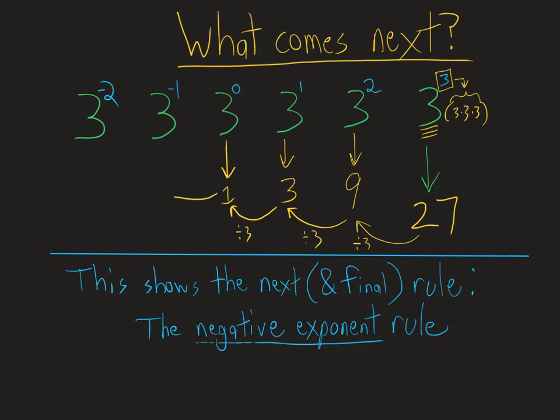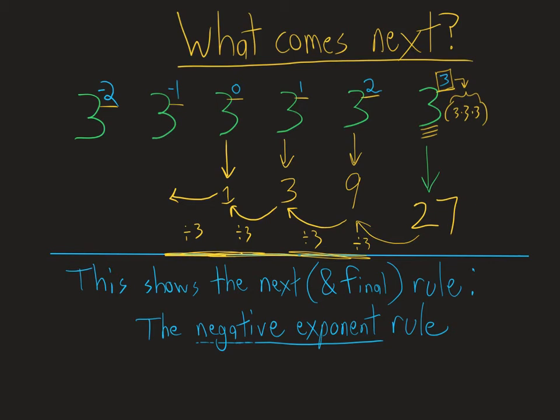Now, what happens if we continue this into the negatives? The pattern continues. We're still dividing by 3 because notice we went 3, 2, 1, 0, negative 1, negative 2. We're still counting down the number line. We just happen to go into the negatives. But this pattern of dividing by 3 each time, it's going to continue.